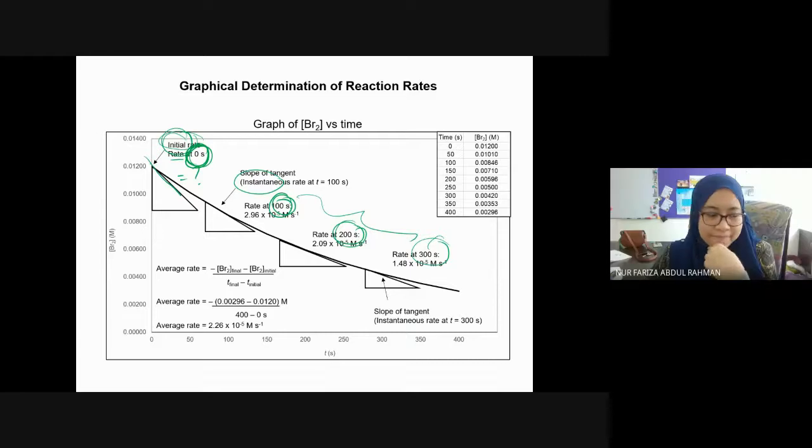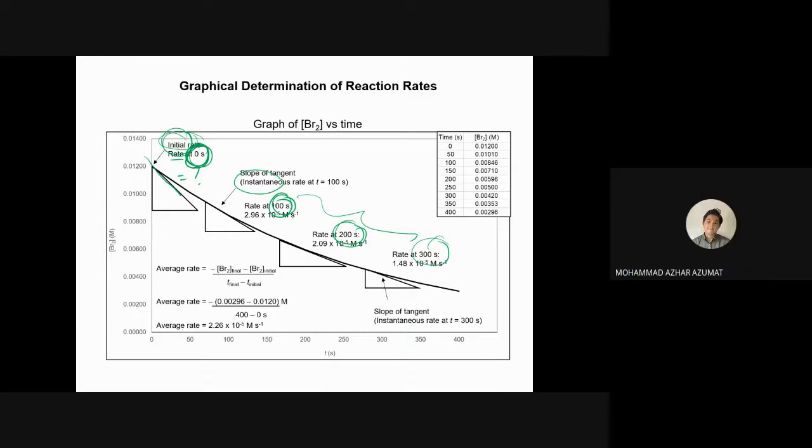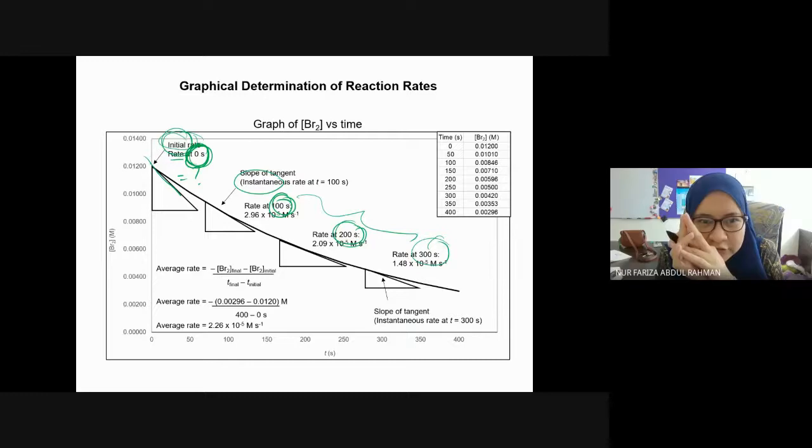Madam, tapi sebab dia punya graf kan lengkung, bukan sepatutnya dia punya kecerunan tu lain-lain ke madam? Yalah, kecerunan dia lain-lain. That's why kita kena buat tangent dia banyak.